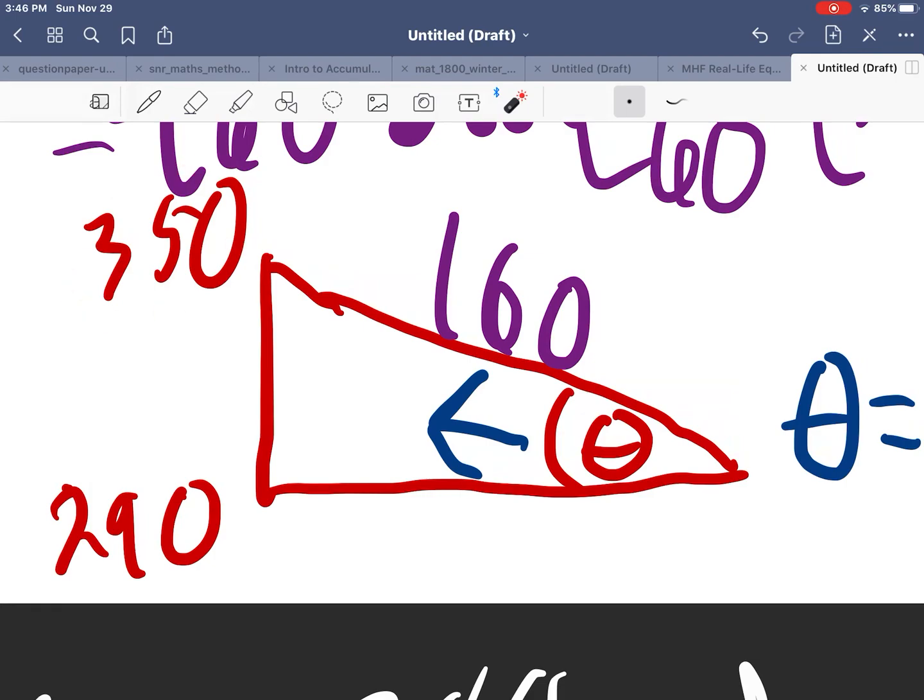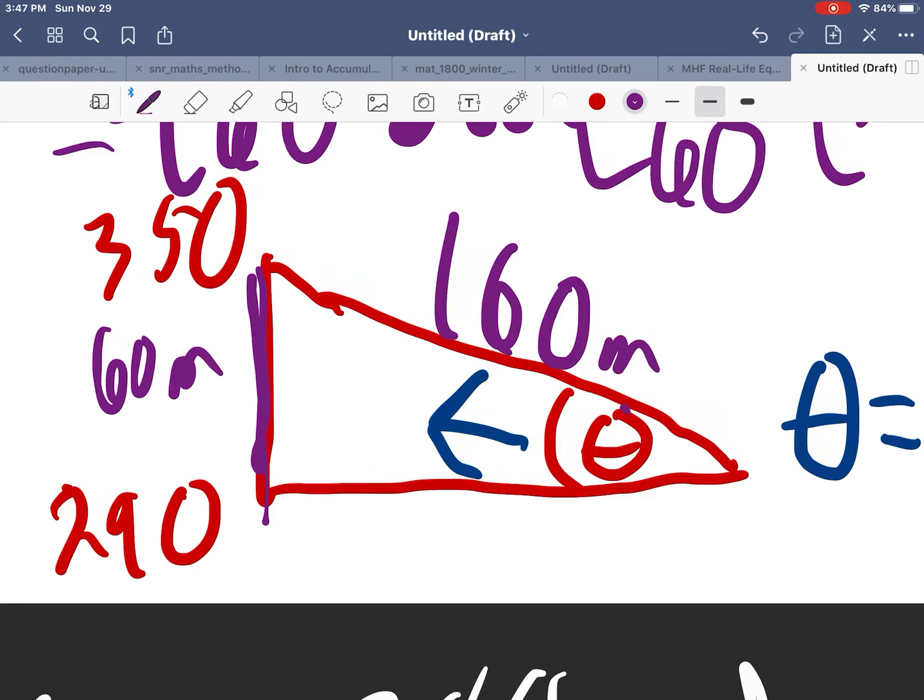The bottom of the triangle is at 290, that's the midline, okay? And this is the opposite side, and that radius is 160. So if the top of the triangle is 350 and the bottom of the triangle is 290, then we can tell that the distance from here to here is going to be 60 meters.